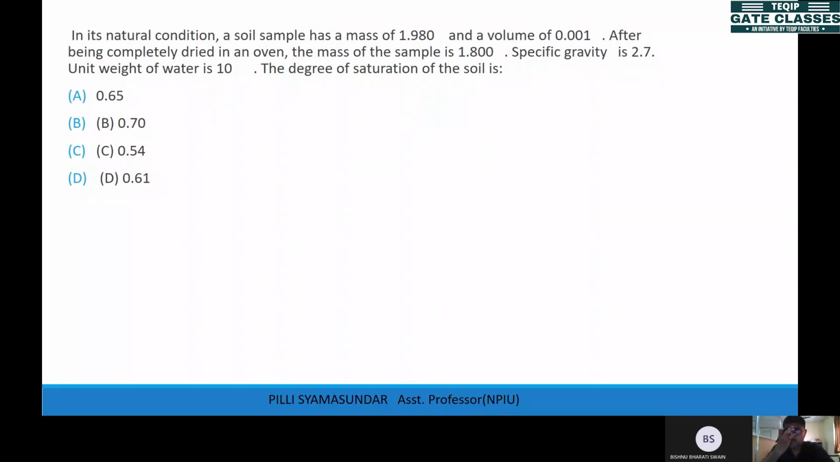Okay, we'll see this question now. In its natural condition, the soil sample has a mass of 1.98 kg. It was a typing error in the question, so the units were missing here. So 1.98 kg, and the volume is 0.001 meter cube.